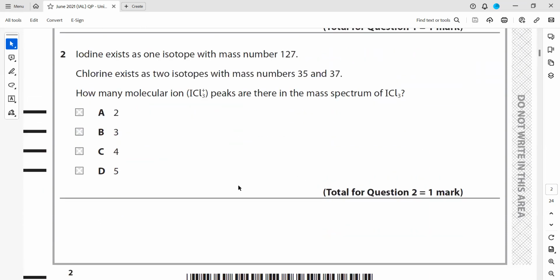Iodine exists as one isotope of mass 127. Chlorine exists as two isotopes with a mass of 35 and 37. How many molecular ion peaks are there in a mass spectrum of ICl3? So what are the possible combinations in ICl3? You just have to make the possible combinations, like we have iodine and three chlorines.